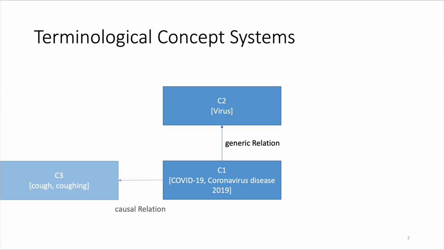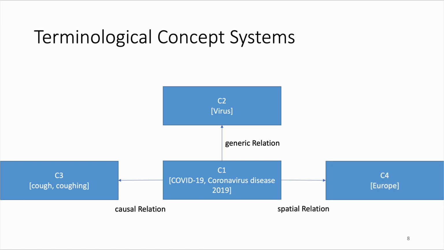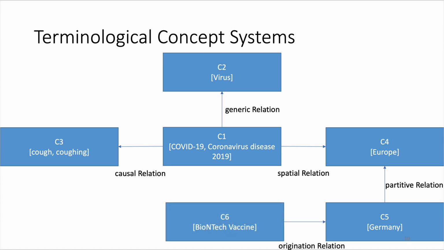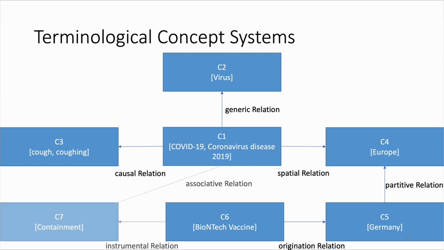Then to the semantic relations, there we defined the causal relation, and an example for this is COVID causes cough or coughing. Then we have spatial relations. So maybe this TCS is based on a text about COVID in Europe. So we have a spatial relation between COVID and Europe. Then we have another hierarchical relation, which is a partitive relation. And Germany is a part of Europe. Then we have the origin relation, with an example being the BioNTech vaccine, which comes from Germany and was developed there. Then we have the instrumental relation, so the vaccine is an instrument for containment, for containing the virus.